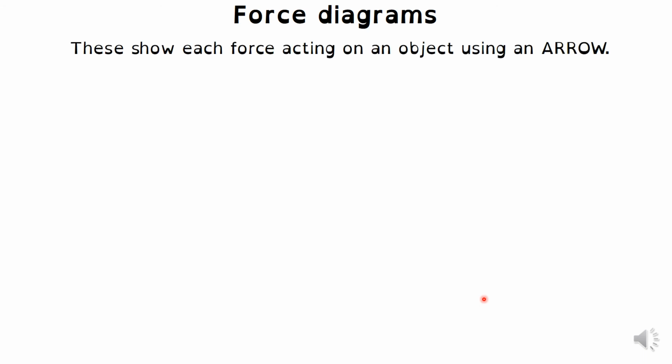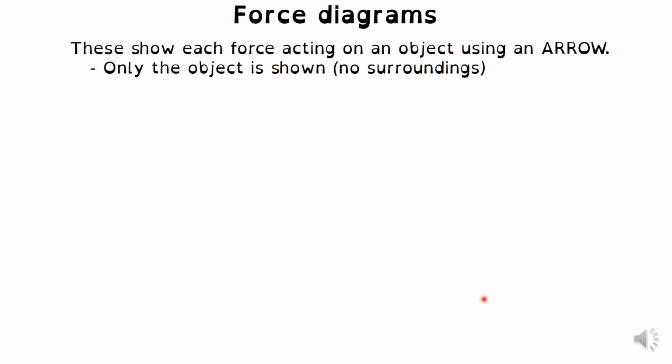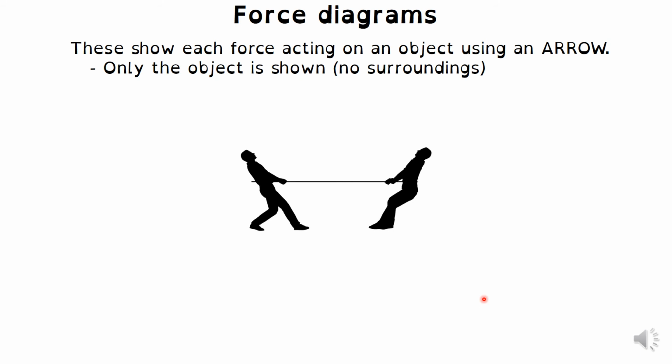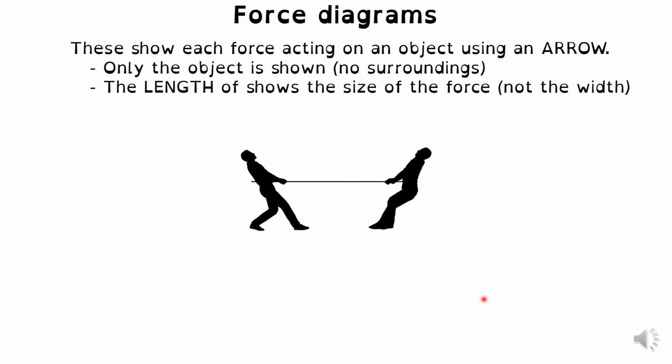So as I've said already, these diagrams show each force acting on an object using an arrow. Now only the object is shown. At the beginning we looked at the plane in the air, nothing around it. We looked at the box on the floor, no ground was shown, so no surroundings are shown. So here I've got two people doing a tug of war again. They start off still, they're not moving, and they're just pulling on that rope.